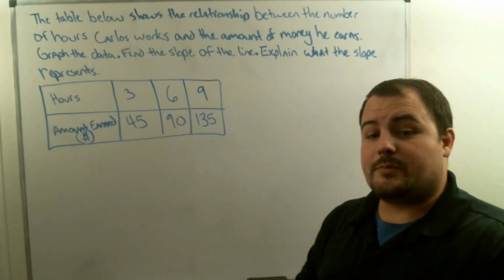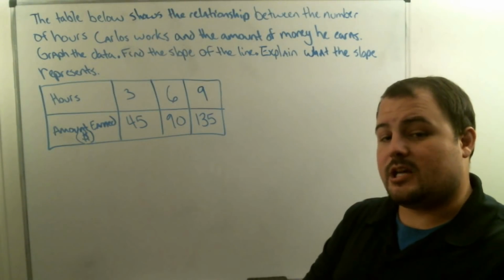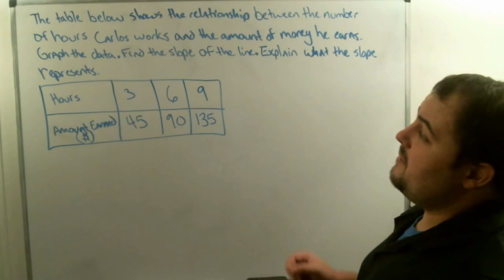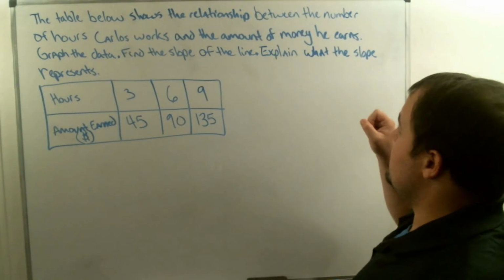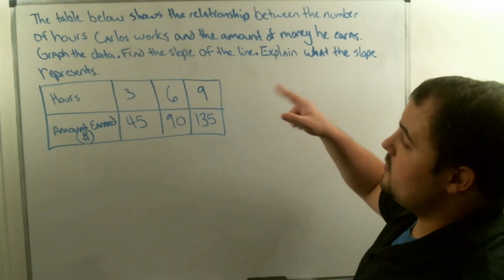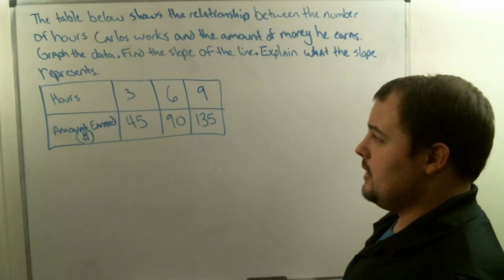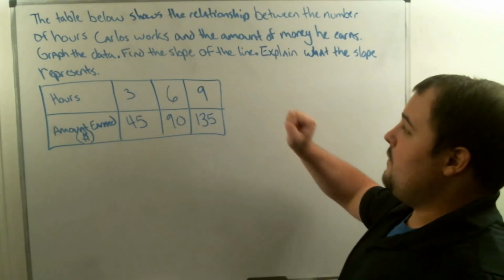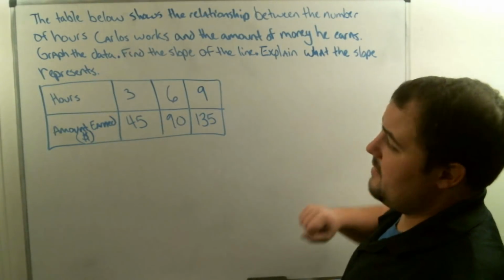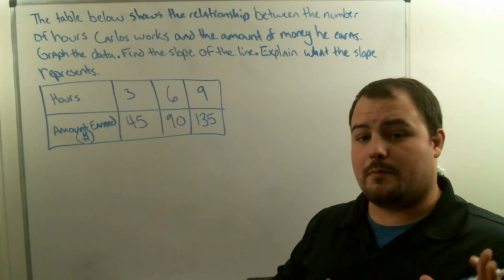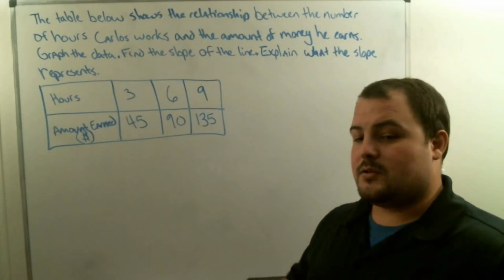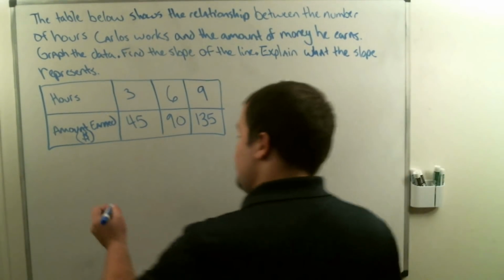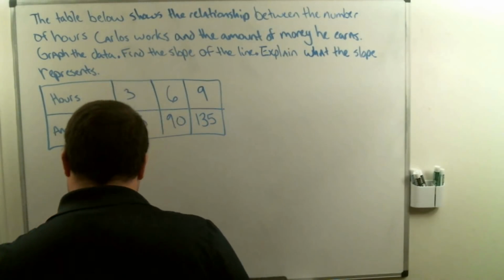In our second example, we're going to do another word problem that has a table. We're going to make a graph, and we're going to determine the slope. So this problem says the table below shows the relationship between the number of hours Carlos works and the amount of money he earns. First step, graph the data. Second step, find the slope of the line. Third step, explain what that slope actually represents. So we have 3 things we're doing in this. We're going to do each one individually. So first step, graph the data.